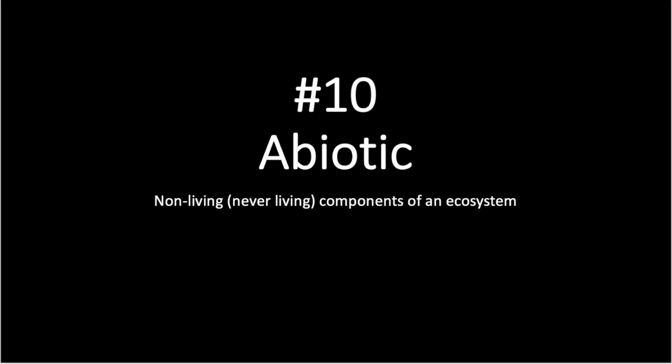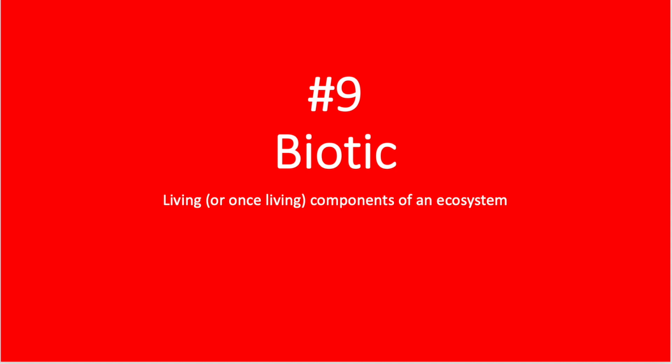Number 10, abiotic, the non-living or never-living components of an ecosystem. Number 9, biotic, the living or once-living components of an ecosystem.